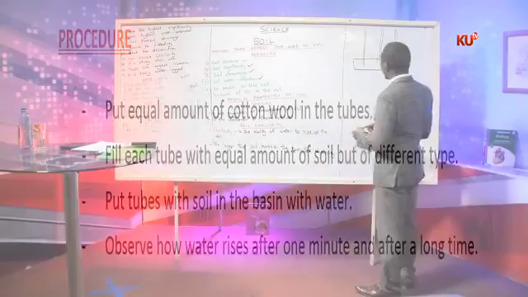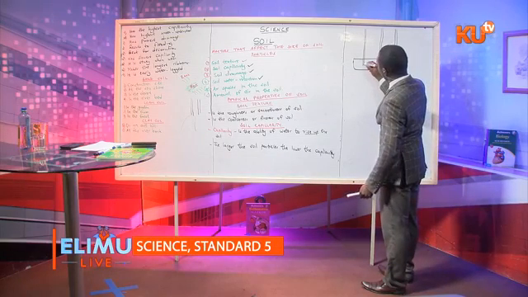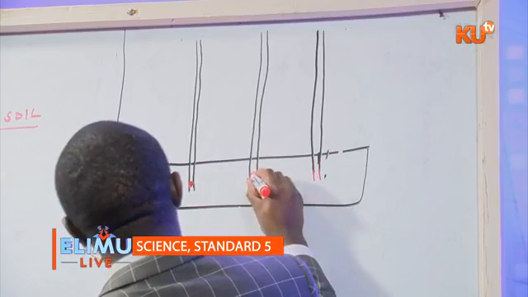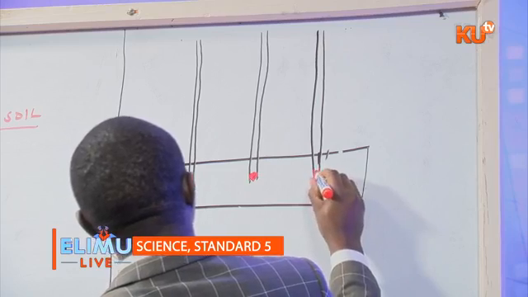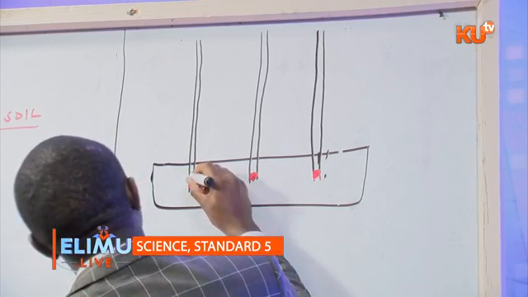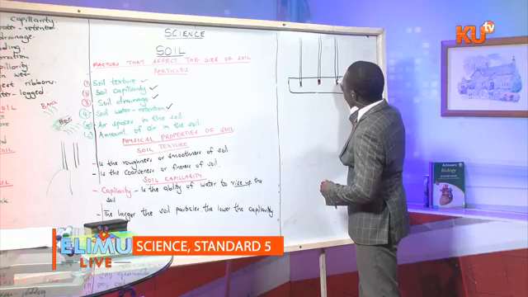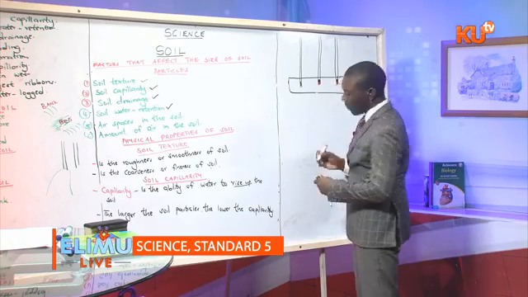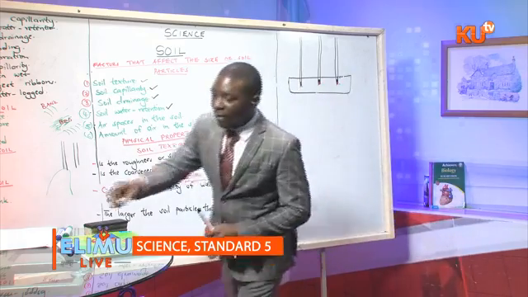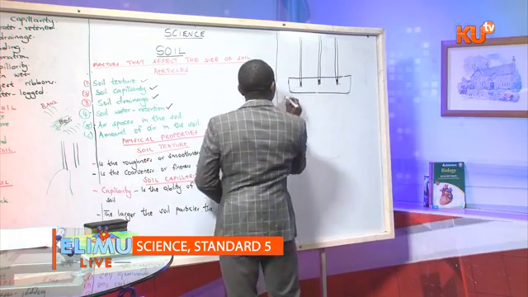Now back on my board, if this is the experiment, you are supposed to place cotton wool in the tube. This cotton wool is used to do what? To hold the soil in its position. So when you place soil inside, the cotton wool will prevent it from going outside the tube. So this one is cotton wool.